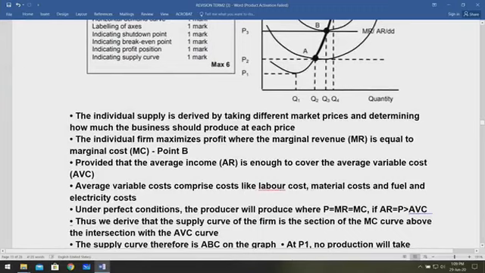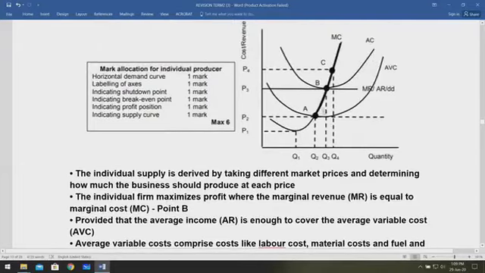Thus, we derive that the supply curve of the firm is the section of the MC curve above the intersection with AVC. So from point A upwards, that is your supply curve. That is where you will start from: Q2, Q3, Q4. Those are the positions where they will be producing.